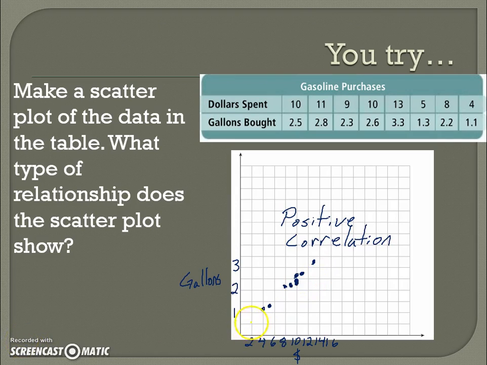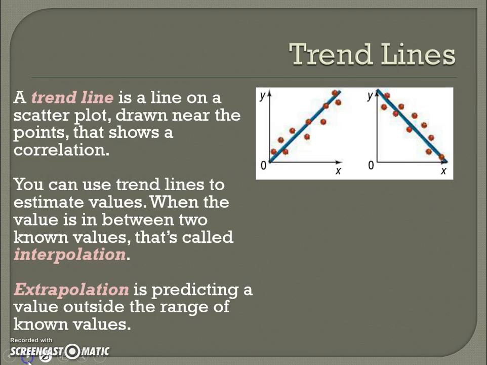All right, so here you go. This creates a positive correlation because, if I were to draw a line that kind of goes through that, which we'll talk about in just a minute, it's going upwards, so that's called a positive correlation. All right, let's keep moving.